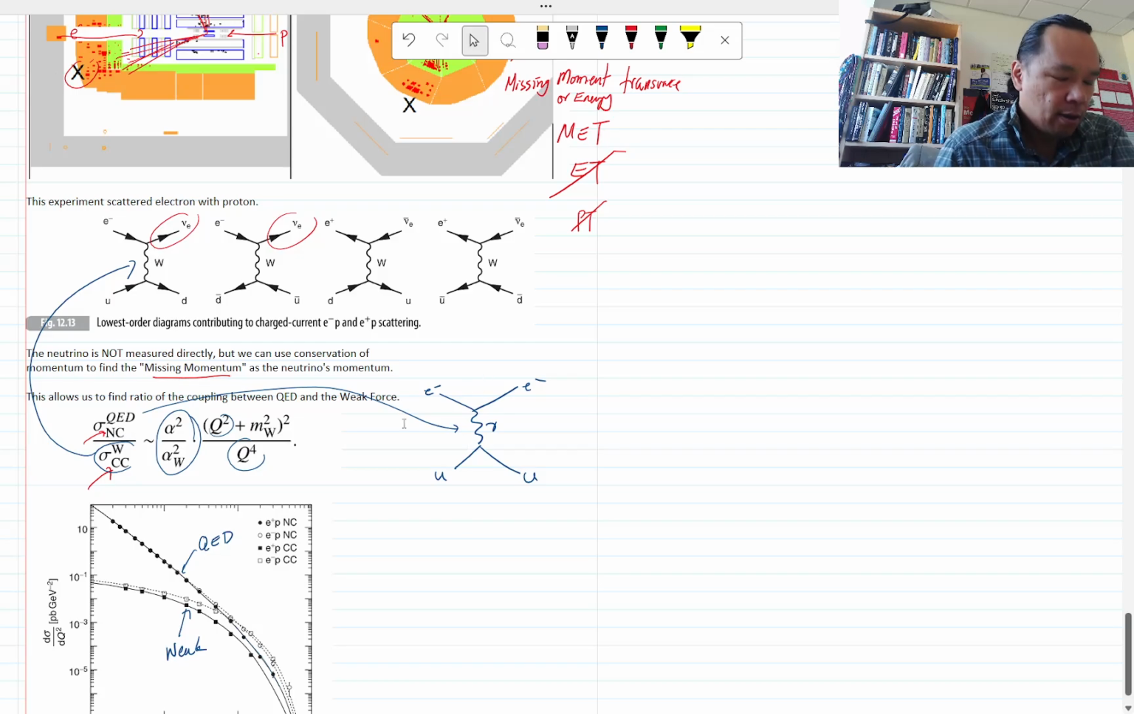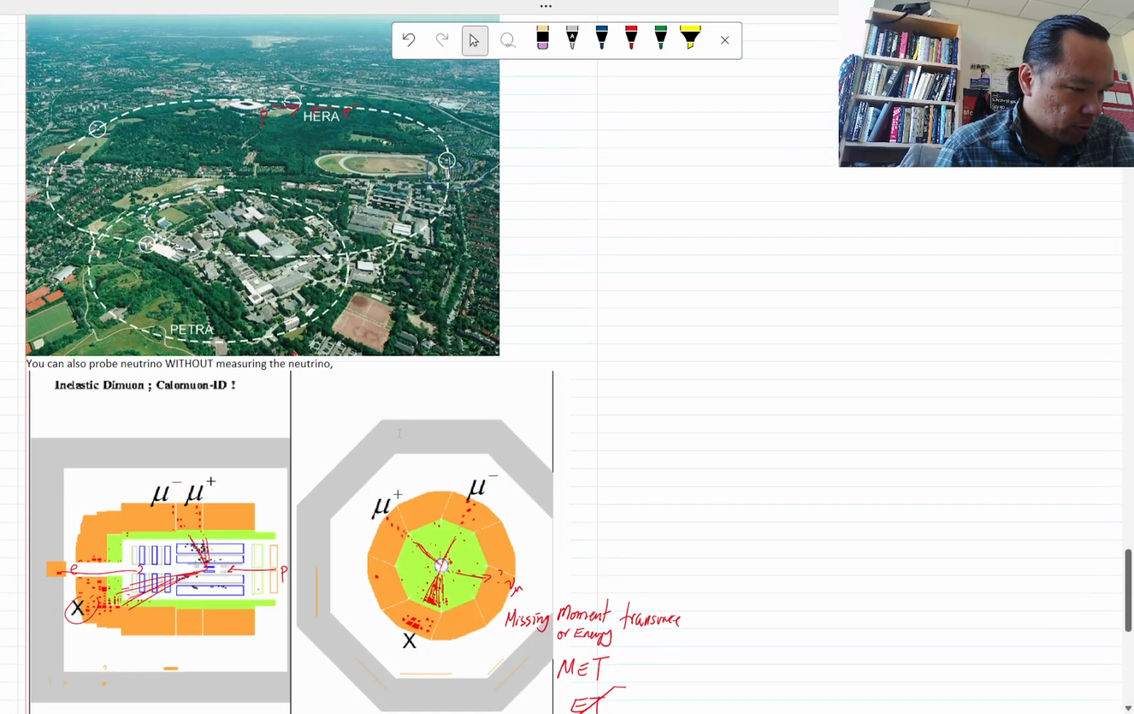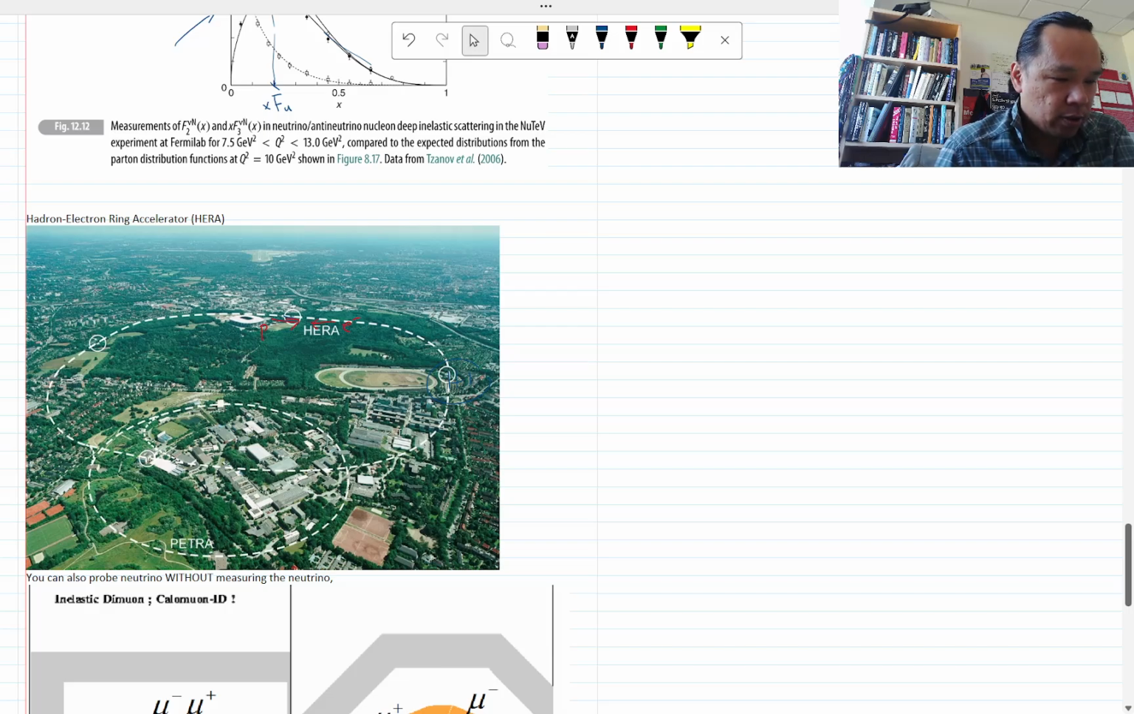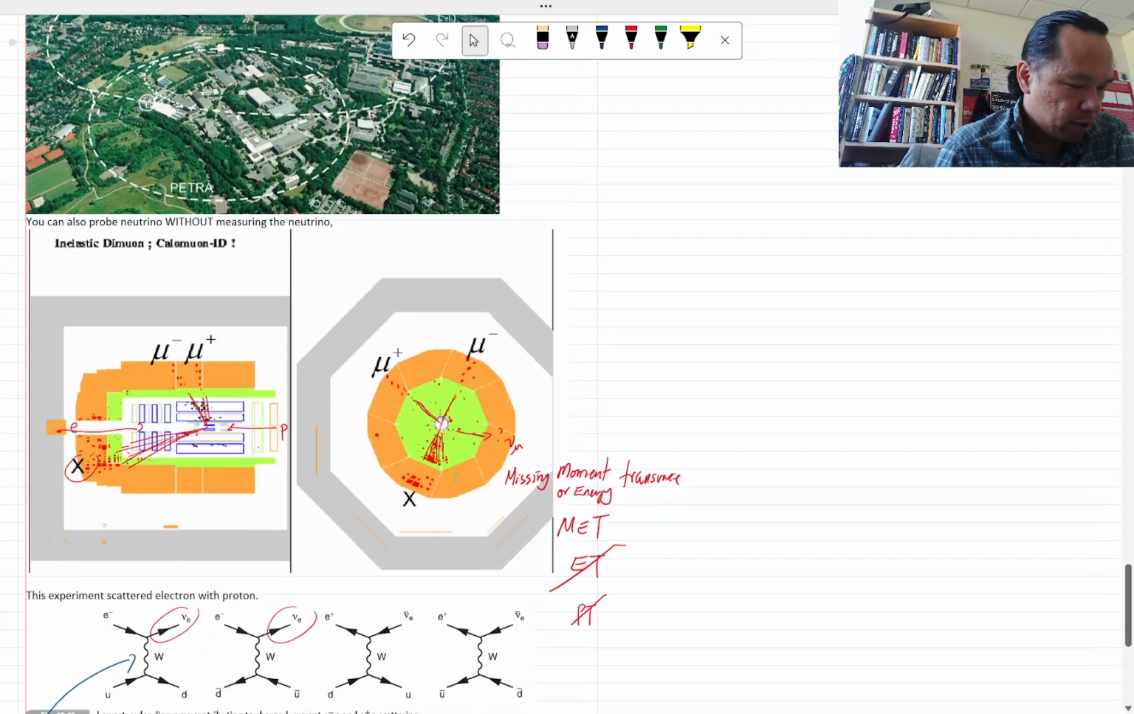Okay, and that's all I want to cover in chapter 12 of Thomson. So next we're going to go to chapter 13 on neutrino oscillation and masses, and that'll give us a lot more calculations to do. Okay.